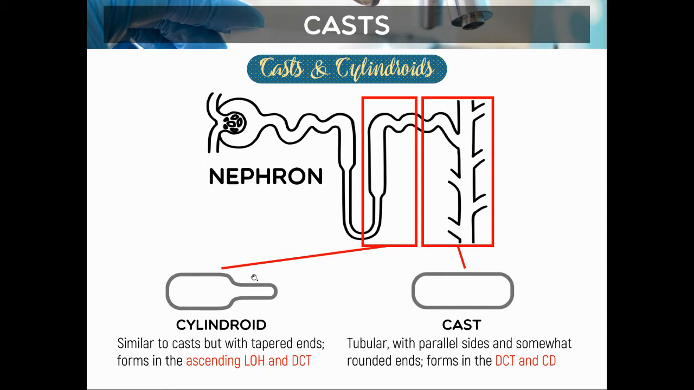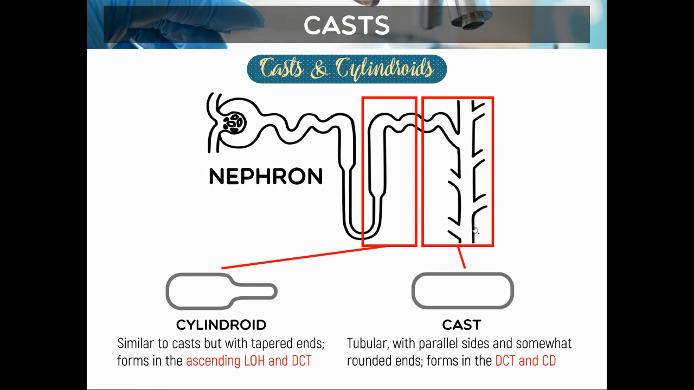If you rotate it vertically, you can imagine its appearance with tapered ends. While cast forms between the distal convoluted tubule and the collecting duct. So again, it has parallel sides. As you can see here, parallel sides with rounded ends. Cylindroid is similar to cast but one end is tapered. Again, cylindroid forms in the ascending loop of Henle and distal convoluted tubule. Cast forms in the distal convoluted tubule and the collecting duct.